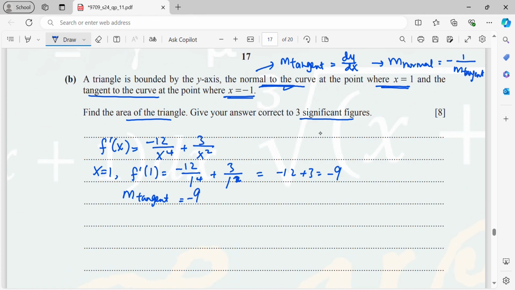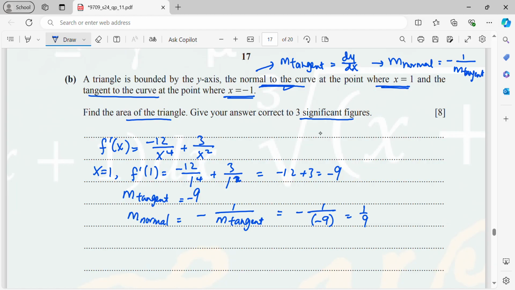That is minus 9. Therefore, m normal, the gradient of the normal, is negative 1 over the gradient of the tangent, because the tangent and normal lines are perpendicular to each other. That means now here you get negative 1 over negative 9. I will get 1 over 9. Okay, and it's mentioned that the normal to the curve, right, normal to the curve.